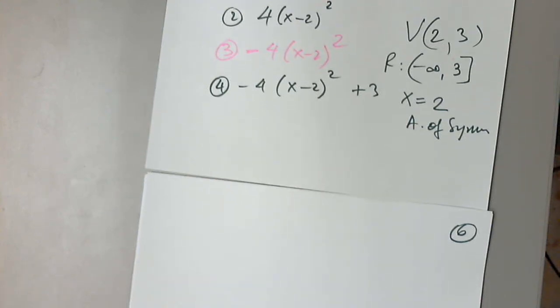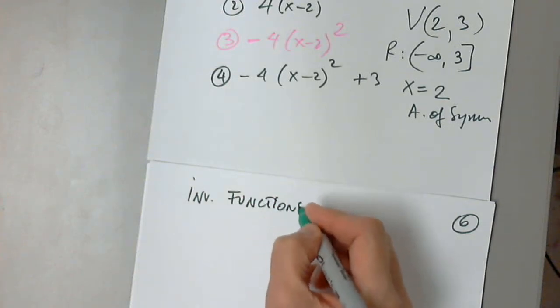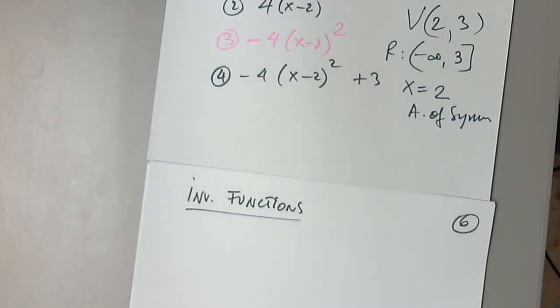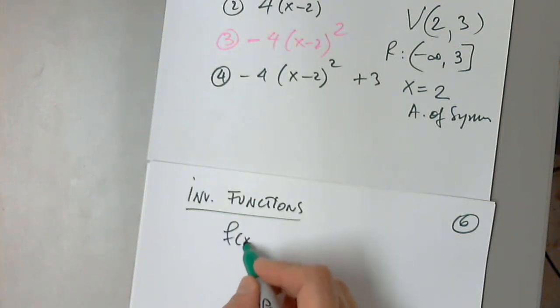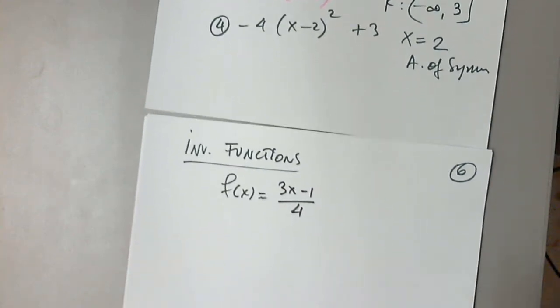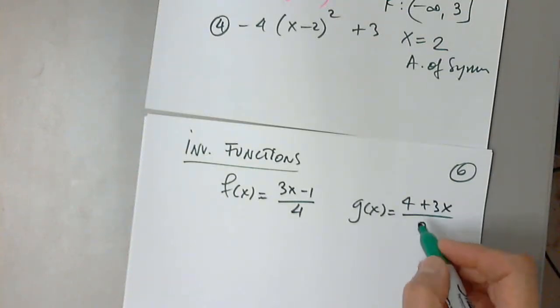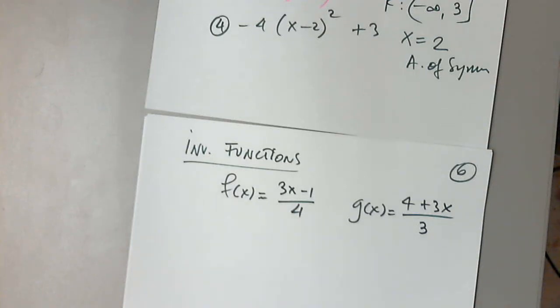Okay, let's look at inverse functions. Let's say I have f of x equals (3x minus 1) over 4, and g of x equals (4 plus 3x) divided by 3. Are they inverses of each other? What do I have to determine?